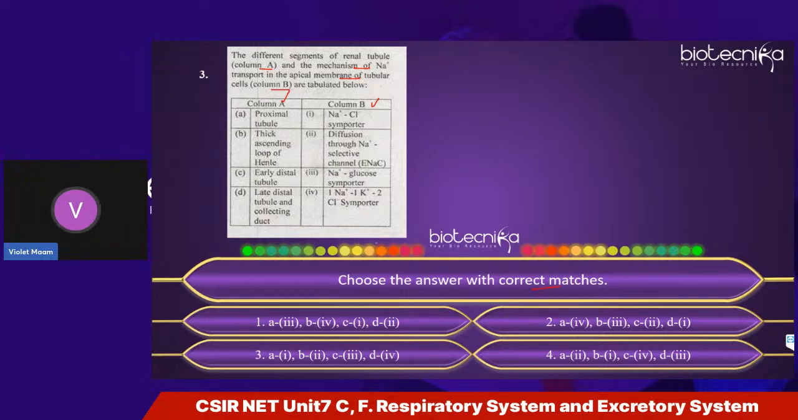So there are 4 options. You have to try to match them. Okay, so for this, you should know the different parts of the nephron and which mechanism they use for sodium transport. So can you all try this and tell me what should be the right answer over here?